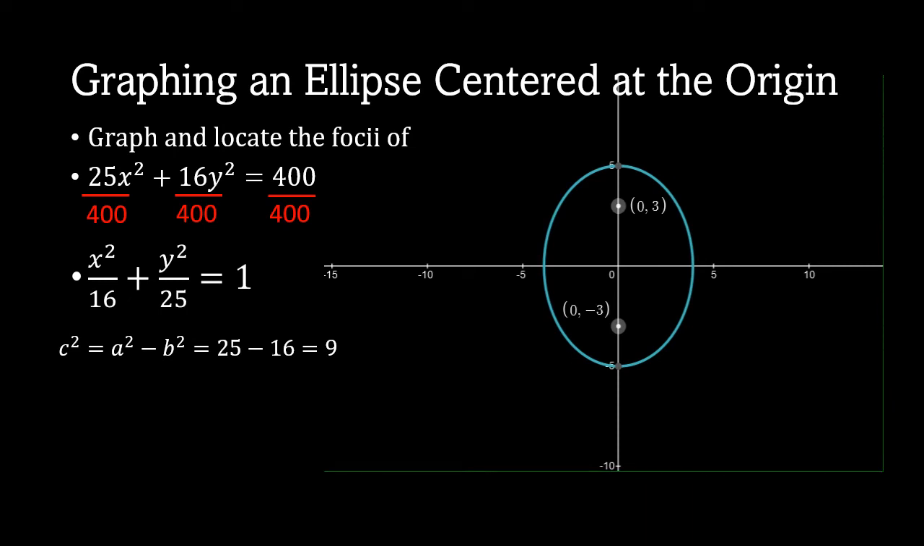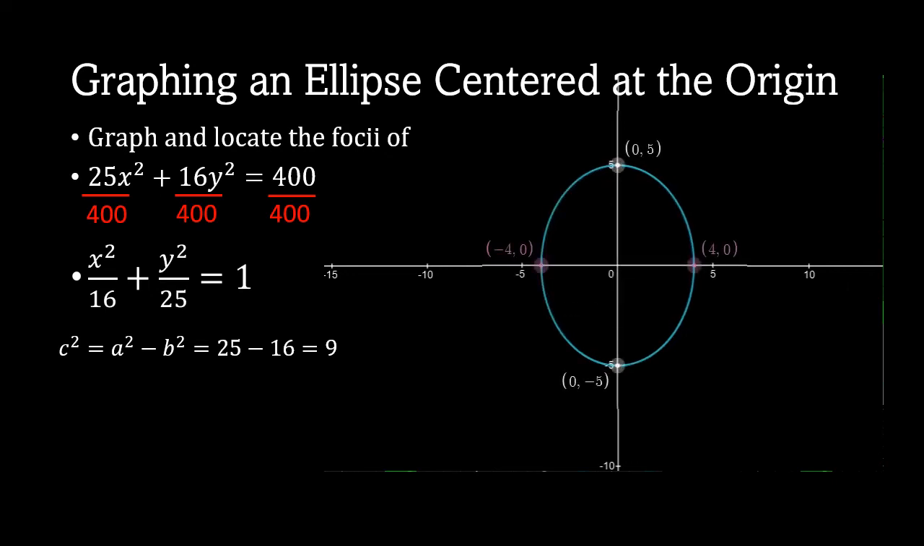So this is my ellipse with the foci. Now also, let's review where the coordinates of the vertices are. So the vertices are going to be on the y-axis. So this is the graph of my ellipse.